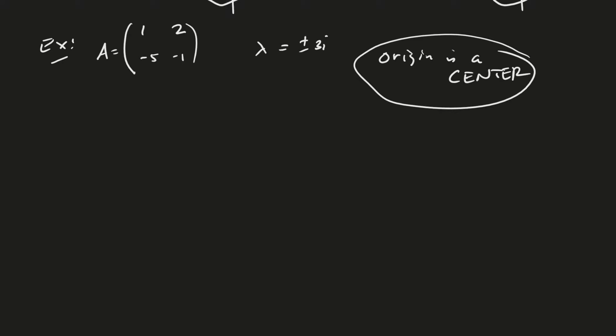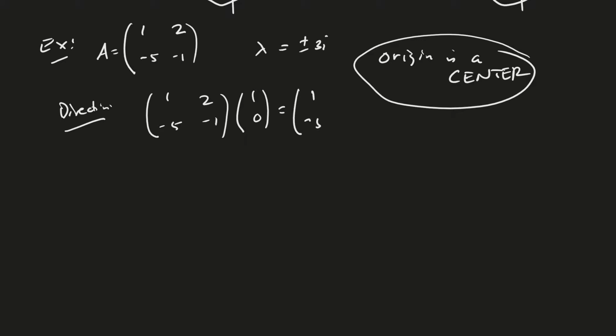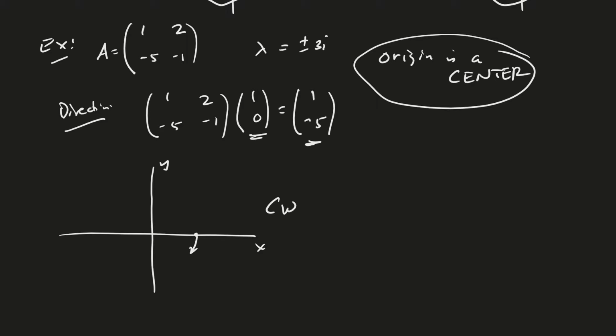Okay, which direction is the spin? To find the direction, we could apply (1, 0) to our direction field to see where the direction is, and that would be (1, -5), I believe. If you're in your xy plane and you're starting at the point (1, 0), you're ending at (1, -5), so where is that traveling? That's right, that's traveling clockwise. So we have a clockwise spin on our center.